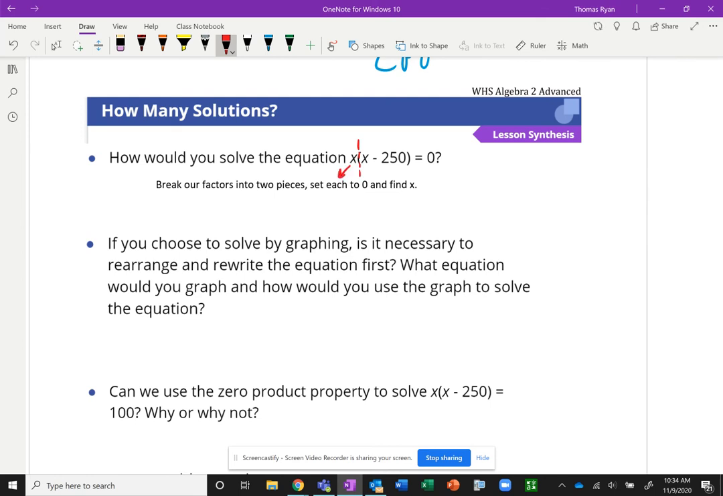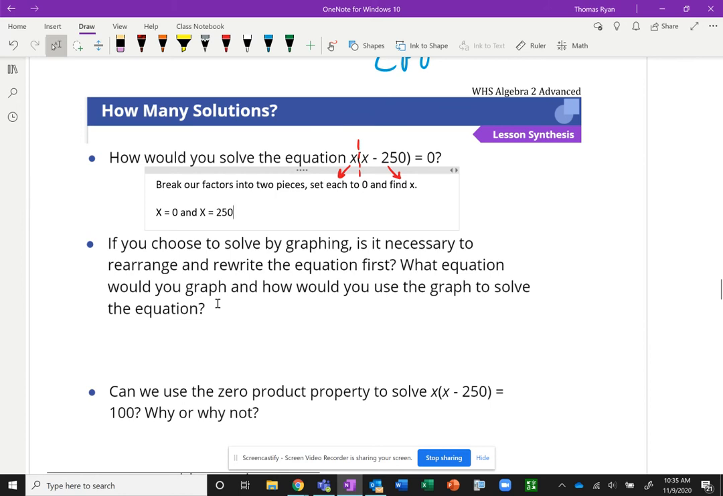Take this piece, set it equal to 0. Hopefully we can see our solutions will be x equals 0 and x equals 250. The two x values that would make each piece become 0.